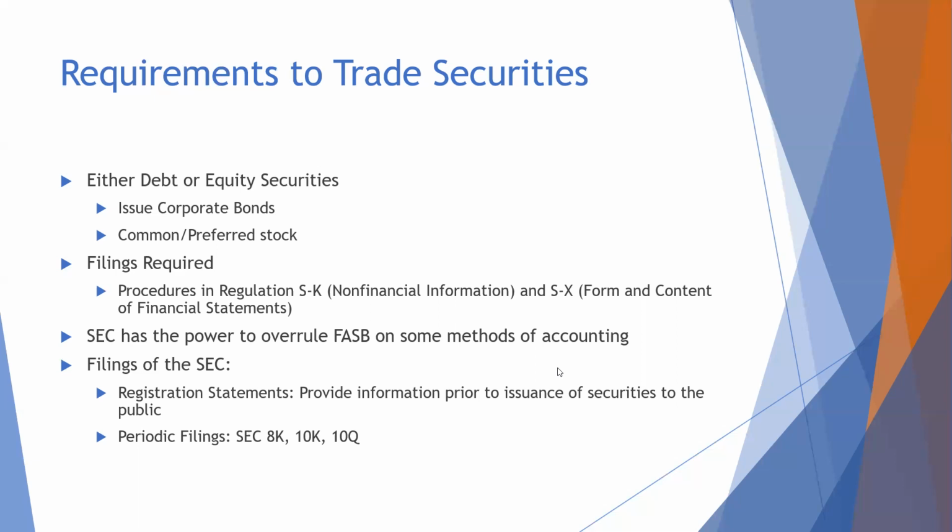So before they can issue those corporate bonds or stock, they have to provide information of the securities to the public. It has to be transparent. It has to talk about the budgets that they are planning on doing, what they plan on selling the stock for, and what they plan on doing with new bonds or new common or preferred stock.